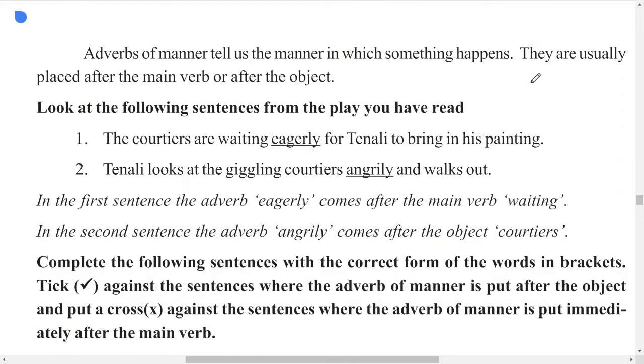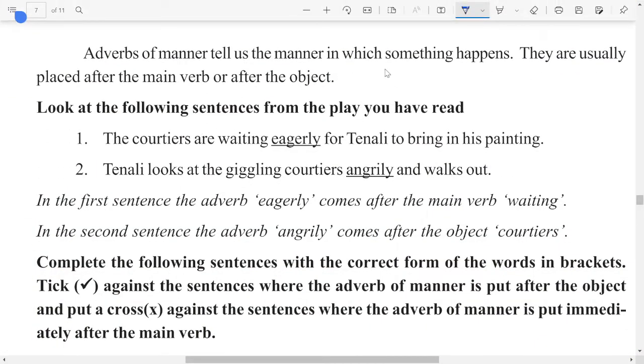Okay, now adverbs of manner, they tell us how something happens. So they are usually placed after the main verb or after the object. Okay, look at the following sentence from the play you have read. The coaches are waiting eagerly for Telali to bring in this painting. Next, Telali looks at the giggling coaches angrily and walks out. So these two are the adverbs underlined.